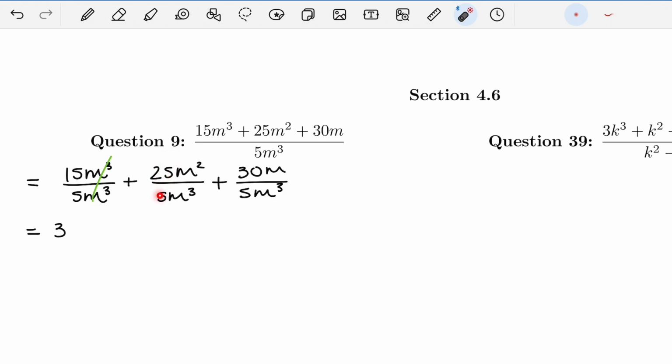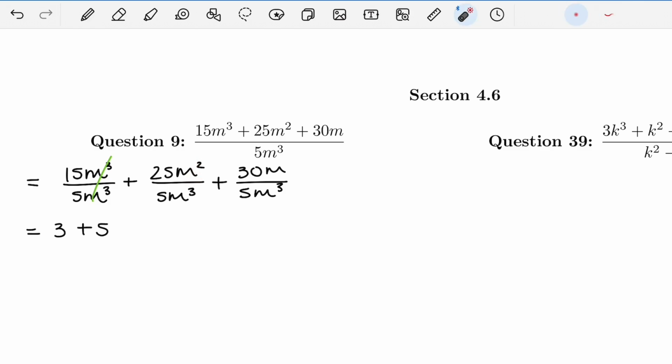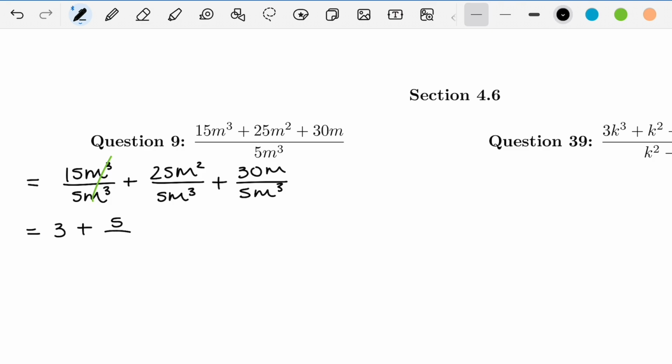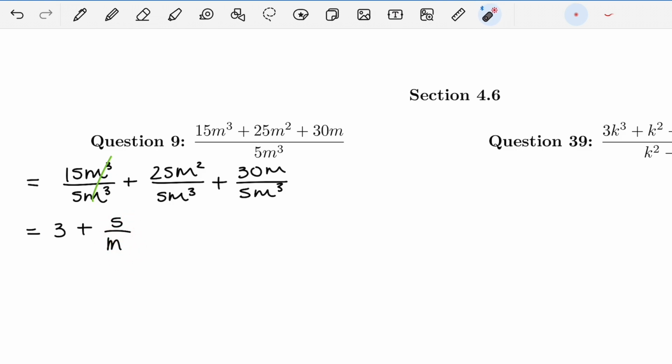Now for our next term here, we have 25m squared divided by 5m cubed. Again, we're going to divide these coefficients here. So 25 divided by 5, that gives us 5. And then m squared divided by m cubed, what we can do is subtract these exponents like what we saw in the last section. Doing so, we're going to have 5 over m. We're going to have m to the power 2 minus 3, which is m to the power minus 1, and writing this with positive exponents gives us m in the denominator.